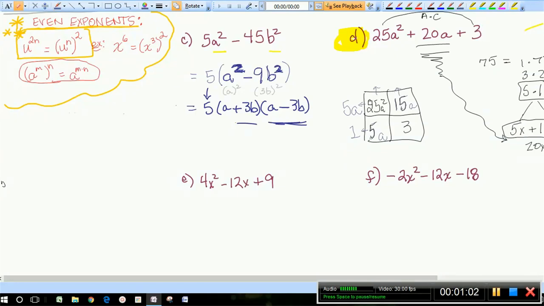Now we're going to do the columns. 25a squared and 5a, what do they have in common? What would we factor out? If we were actually factoring it out, we're going to write that greatest common factor down. These guys would have a 5a. And then 15a and 3 do have that 3 in common. So that's pretty great.